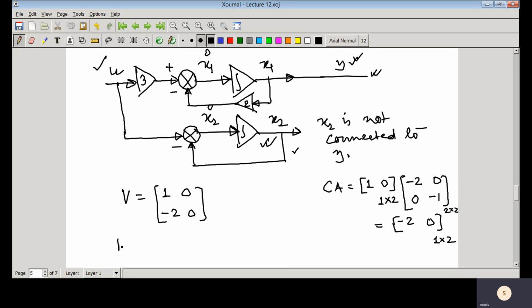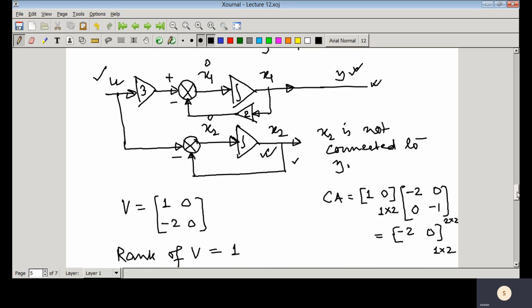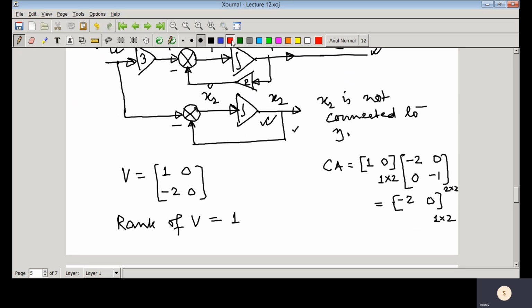So what is the rank? Rank of V equal to 1. You can see that it has two states here, but its rank equal to 1, so it is not observable. So this is the structural property of the state equations, that is, whether it is controllable or observable, and whenever all states are observable, then we say that it is completely observable.